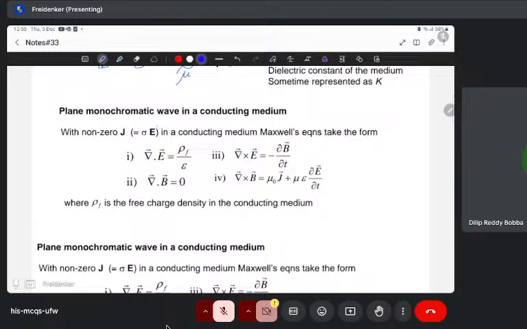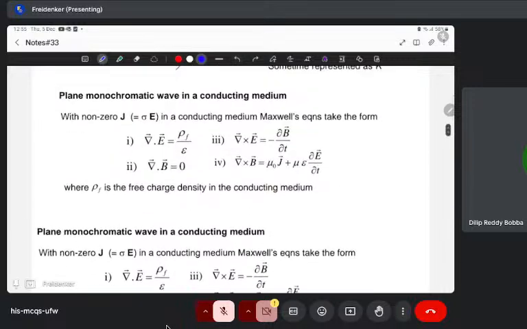Okay, now they're putting the other conditions. If your J is non-zero, it means some form of current is there. This is Ohm's law, where J is volume current density, E is electric field, and sigma is conductivity. That is Ohm's law.